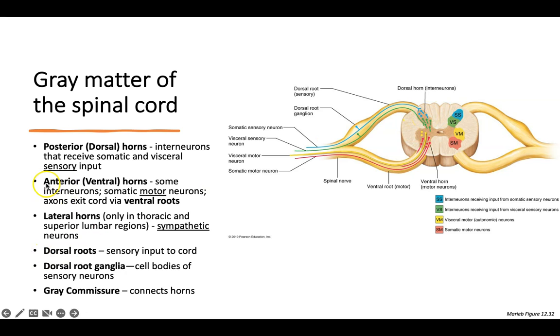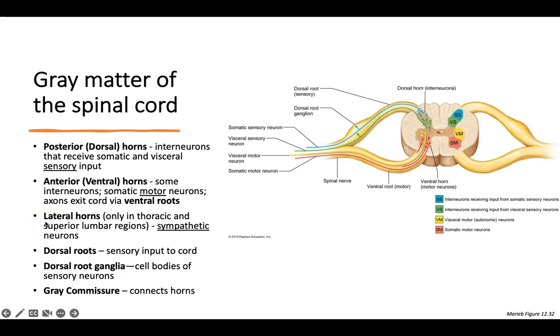On the other hand, the anterior or ventral horns, that's where motor activity will be found. So in this case, you'll see it packed with big motor neurons. And those motor neurons are then sending projections out to the periphery. So you can see here there's an information flow. So information comes in through the dorsal horns and leaves through the ventral horns.